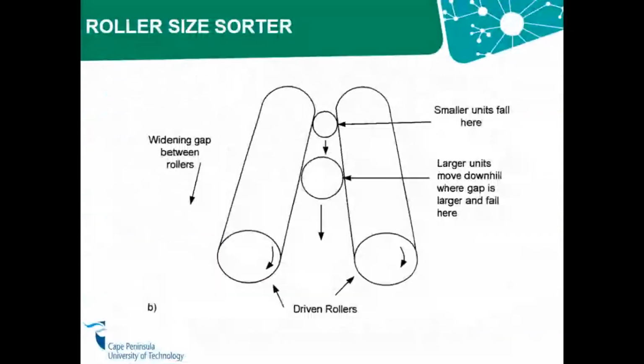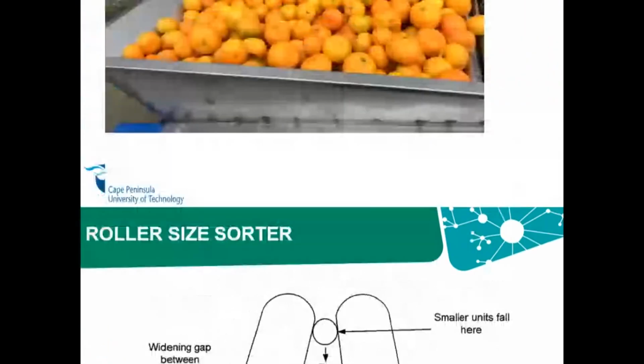We can also have a roller sorter type of screen, which basically looks at the size. At the top you've got a fixed aperture, and at the bottom these driven rollers enlarge. As the material comes in, these rollers are rotating, so the smaller size will go out, and then the bigger size will go out towards the end. Larger units move downhill where the gap is larger and fall there. So let us look at an example of an orange sorting principle.